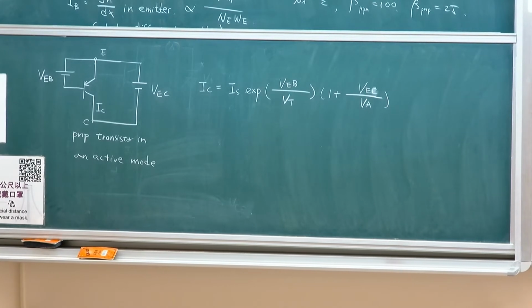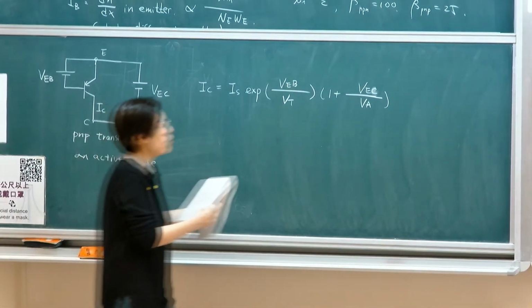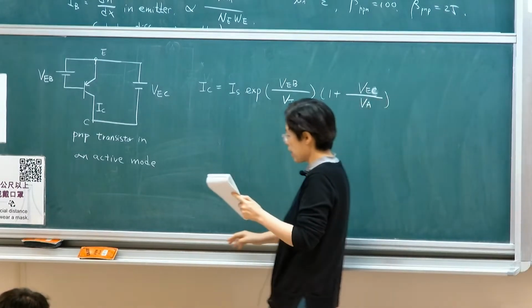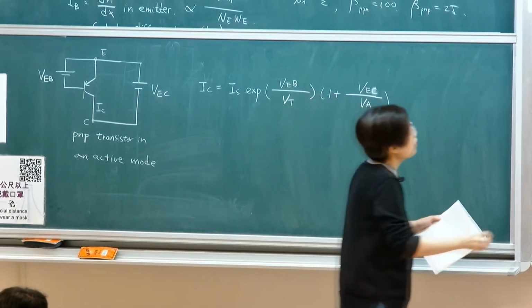So I would like to go through a simple example now, so that you get a sense of how one analyzes a PNP transistor in a circuit. So let's go through maybe two. We might have time for 2 examples. Okay? So let's go through an example of a PNP transistor.